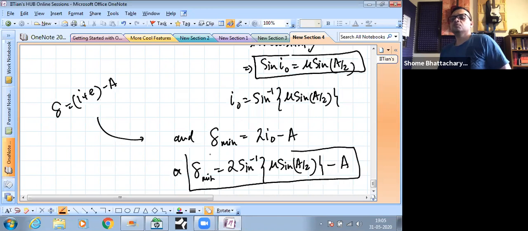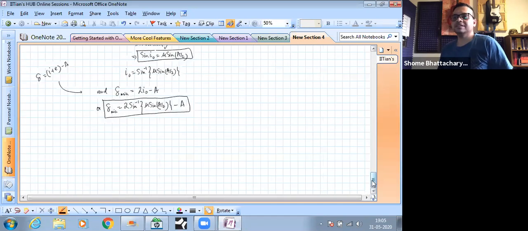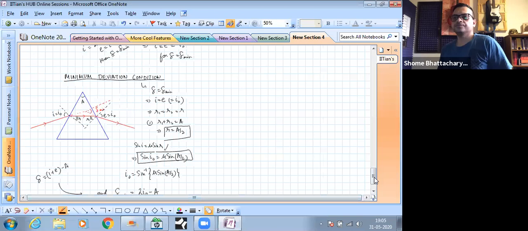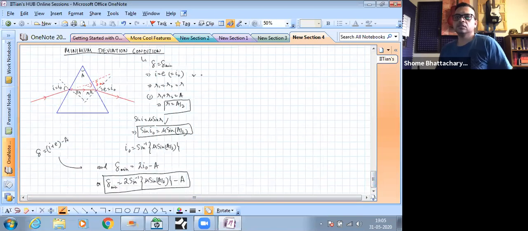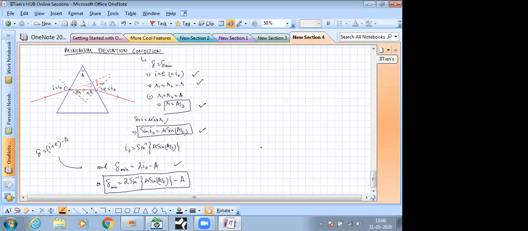But the thing is, you don't need to memorize the formula. You just need to keep in mind the concept that when you are in the minimum deviation condition, what is happening is this thing, that because your I is equal to E, so your R1 is equal to R2, so that becomes A by 2. So next, once you know your R is A by 2, you know that delta is this. So this is how you calculate the minimum.